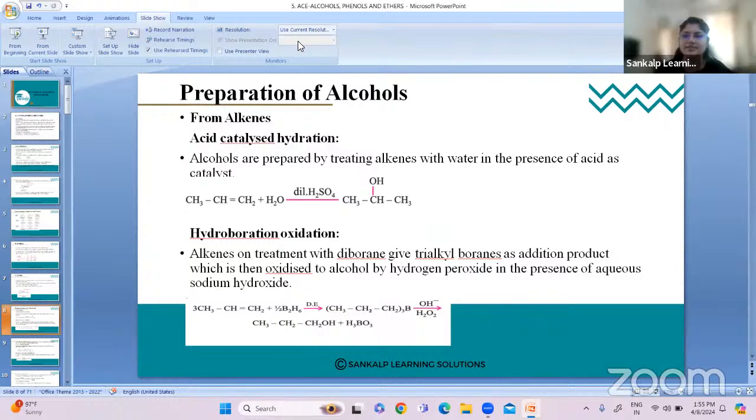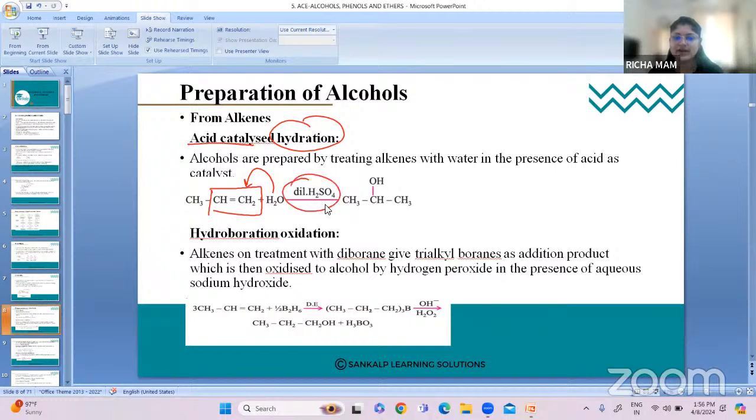How does the addition take place? So just now I have explained what acid catalyzed hydration is. The addition of a water molecule takes place at the double bond of the reactive alkene, in the presence of dilute H2SO4.